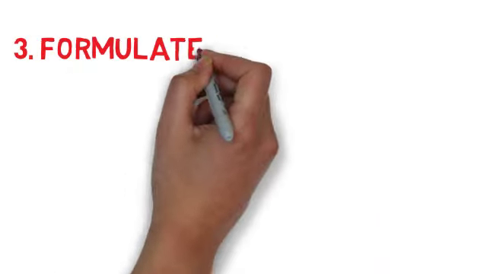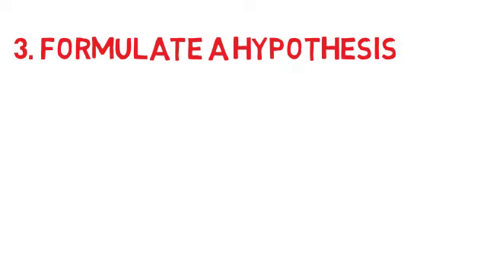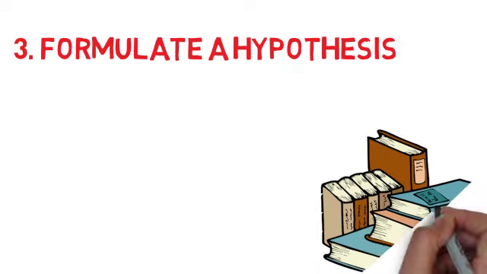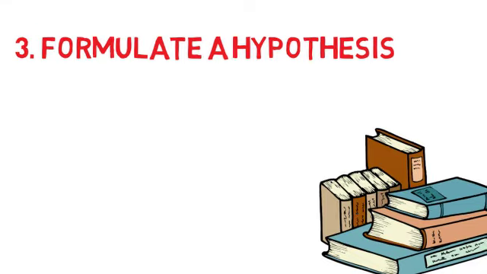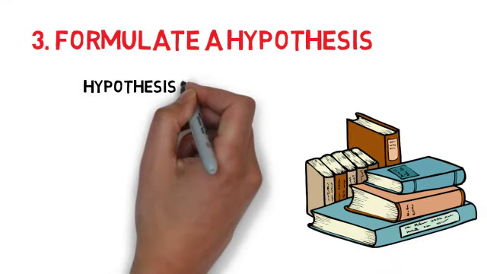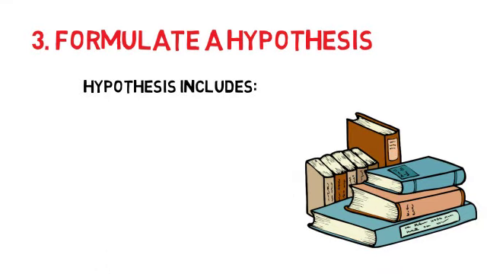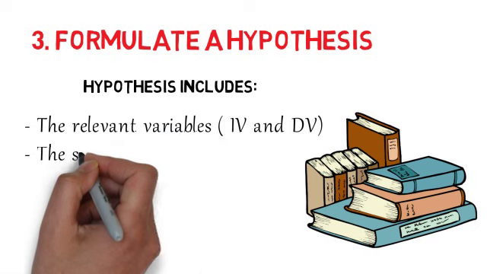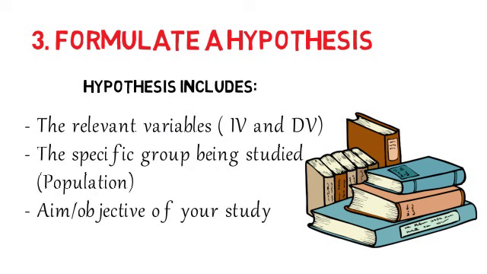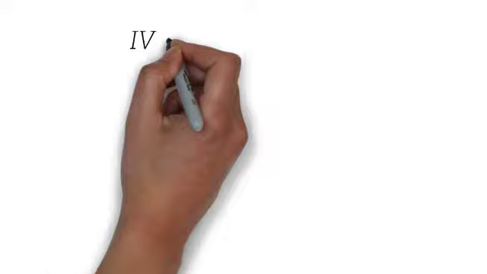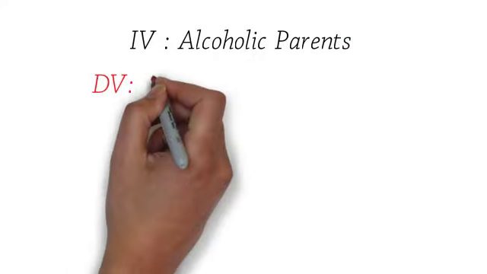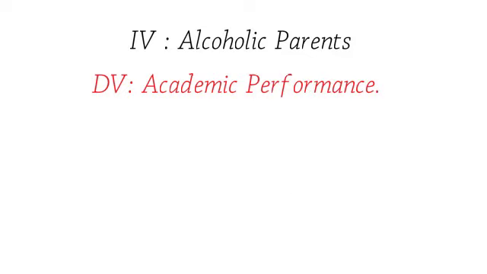Next step is to formulate a hypothesis. With all your gathered data, you should have some idea of what you'll expect to find. Therefore, you may now start to construct a hypothesis. And be sure that your hypothesis includes the following: relevant variables such as IV and DV, the specific group being studied, your aim and objective of your study. And in our case, we have an independent variable of alcoholic parents and dependent variable of academic performance.